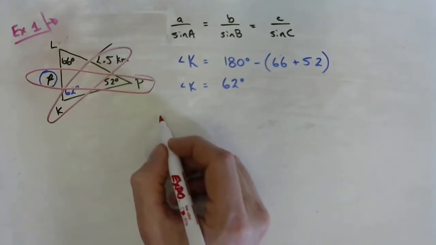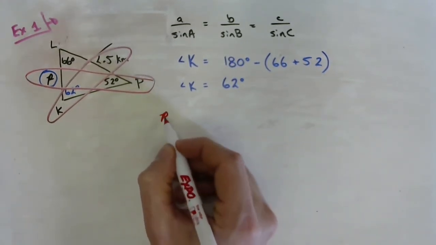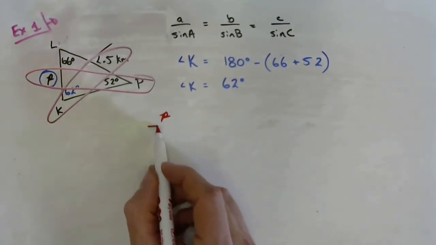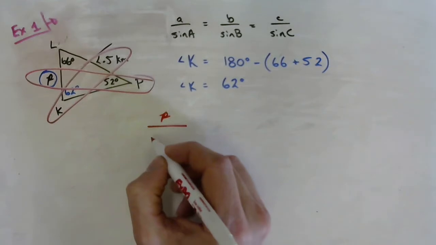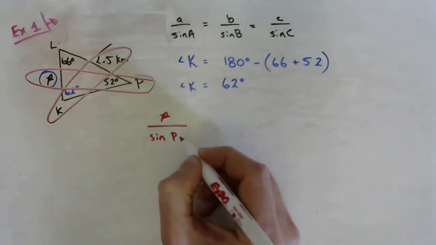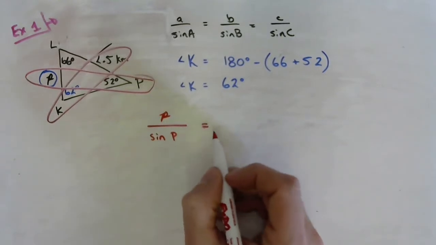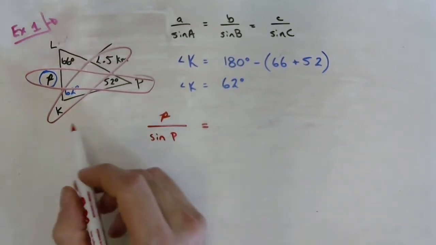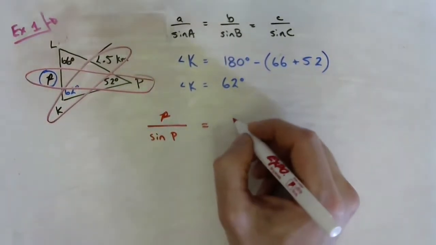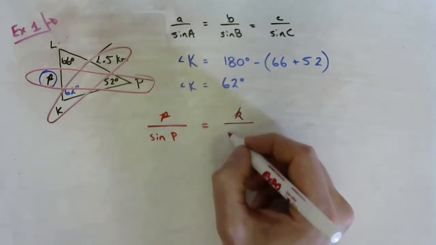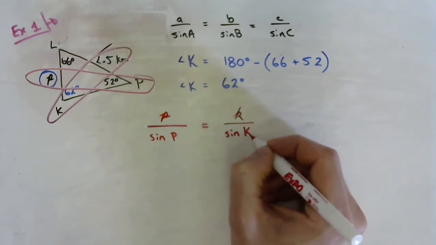Here we go. The unknown is going to go in the top. Okay, side length P is going to go in the top, and it's going to go in my first ratio. And underneath here is going to go the sine of angle P. And then it's going to be equal to the ratio that I do know, the one that I have completed. That's going to be side length K over the sine of angle K.